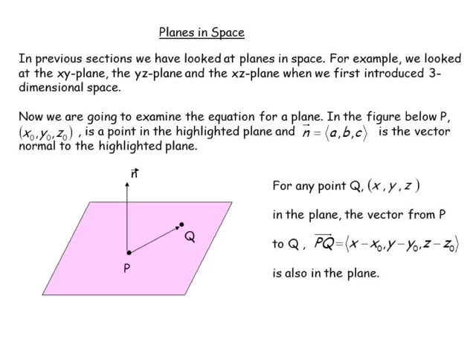So in this picture, we have a point P, x naught, y naught, z naught, and then we have a vector n. The vector n is normal to the plane, which is highlighted in pink. Now, for any point Q that actually lies in the plane, the vector PQ will also be in the plane. This will be important as we get into actually writing the equations, and it will be important when we come back to this normal vector n.